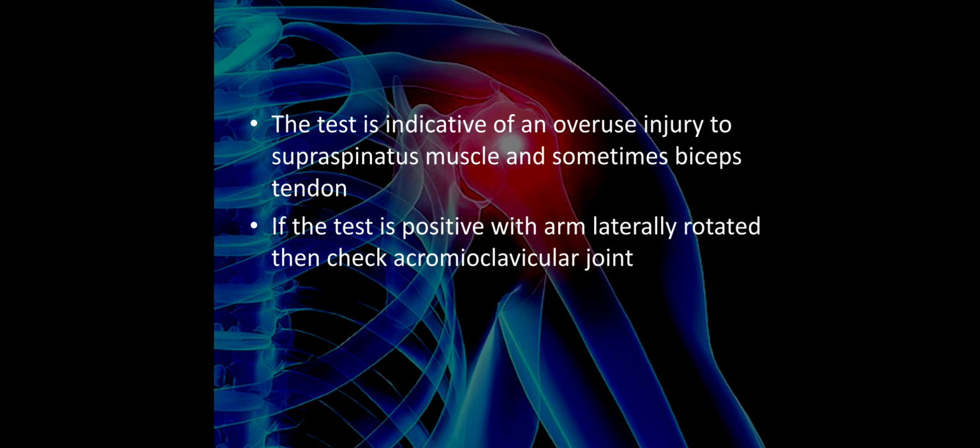The test is indicative of an overuse injury to the supraspinatus muscle and sometimes the biceps tendon. If the test is positive with the arm laterally rotated, then we have to check for the acromioclavicular joint.